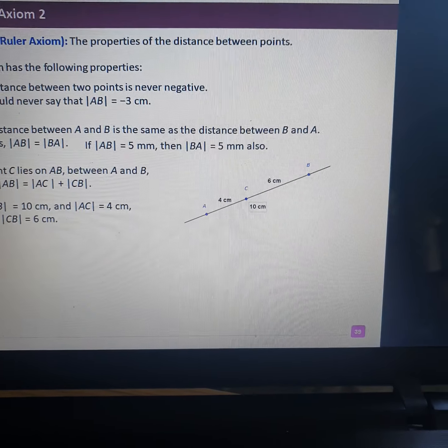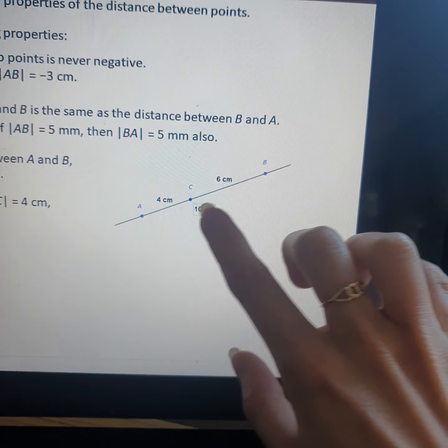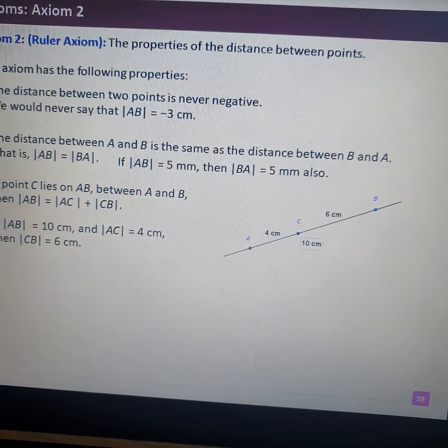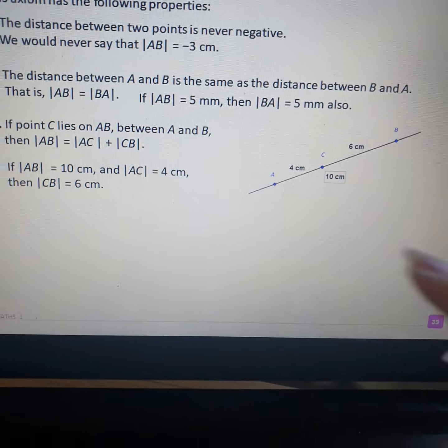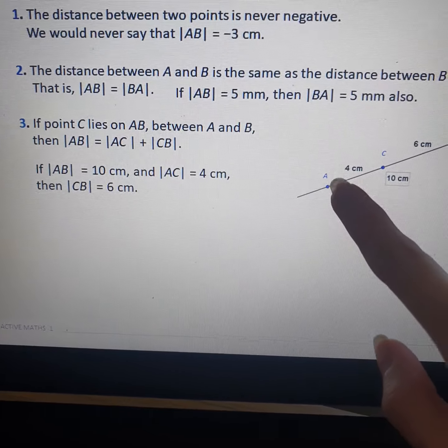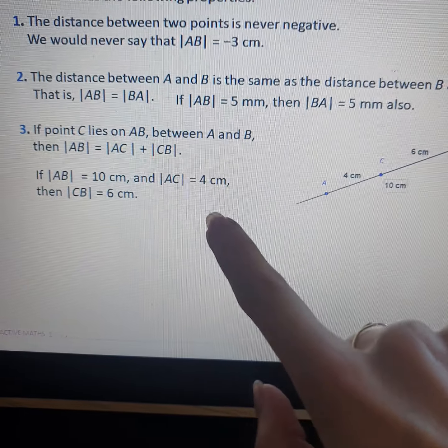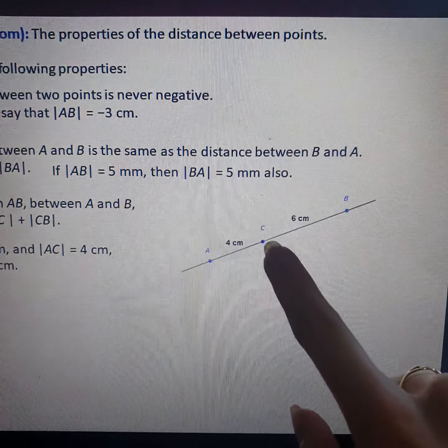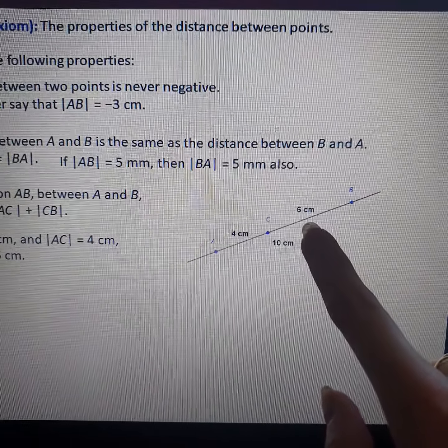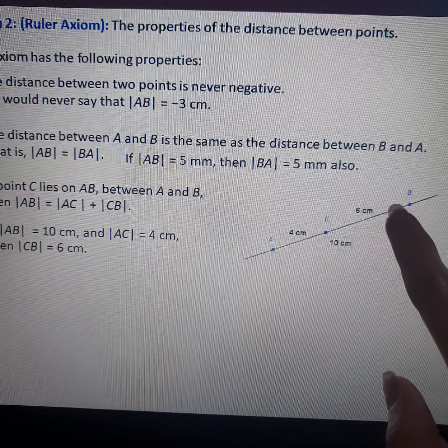Let's have a little diagram to show what we mean. Remember we said AB was 10 centimeters altogether, and we said that A to C was 4 centimeters. So remember we said that AB is equal to AC plus CB. If we're given A to C being 4 centimeters, then we can easily work out C to B by taking 4 away from 10, and that gives me 6 centimeters. So therefore we can say that AB is equal to AC plus CB.